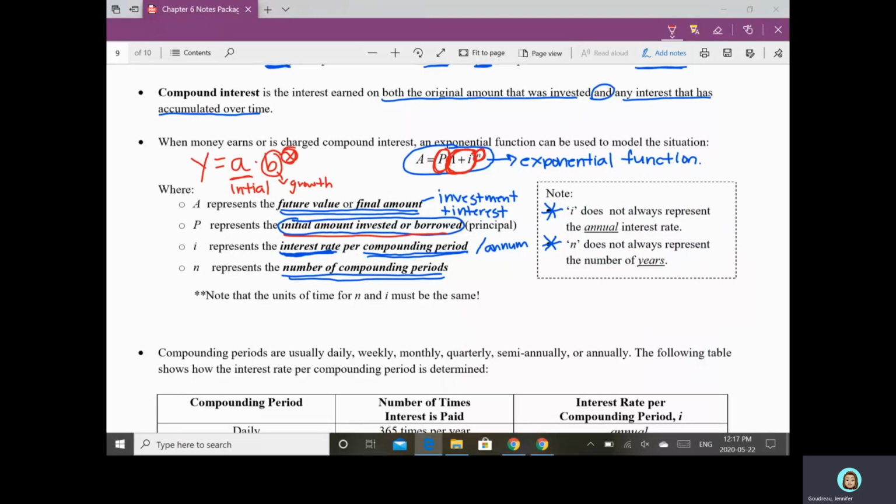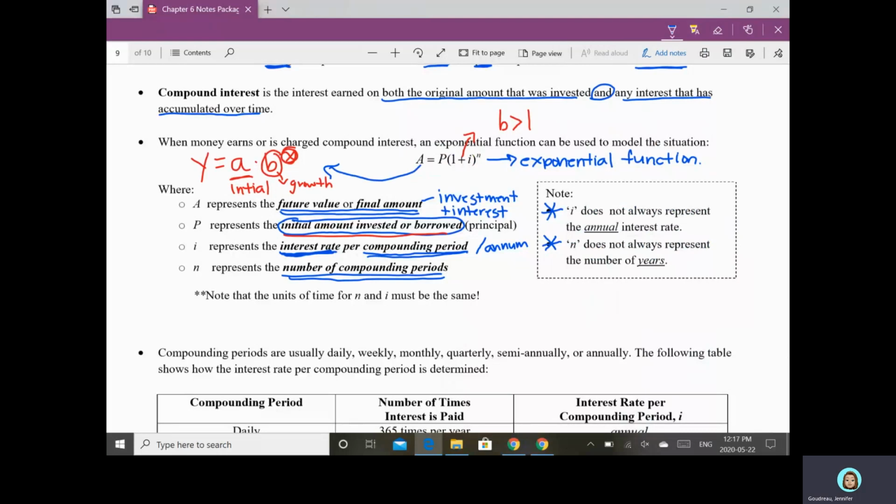Let's talk really briefly about why we have 1 plus I in the base. We want exponential growth. We want our investment to grow, so we want B to be greater than 1. And the way that we can ensure that B is greater than 1 is by adding 1 to our interest rate per compounding period. But this formula, this A equals P times 1 plus I to the N, is the same thing. It's in the same form as those that we were talking about in 6.4.